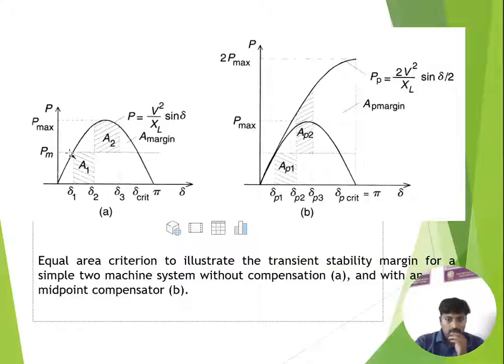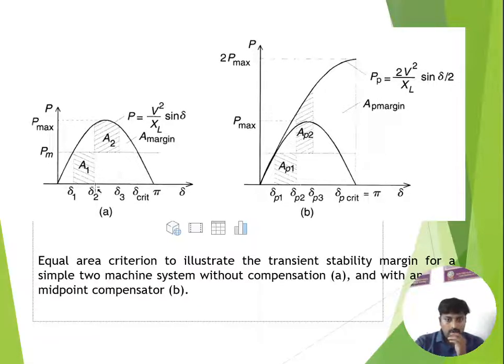In this particular situation, a fault occurs in the system. Automatically the electrical power becomes 0 because this is a single-line system. The mechanical power is still constant. At this point the mechanical power is high compared to the electrical power, so the load angle varies from delta 1 to delta 2. This area from delta 1 to delta 2 is represented as A1. Here the mechanical power is high and the electrical power is 0. That's why this area is called the accelerating area.